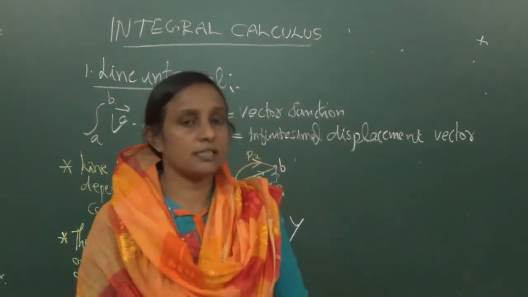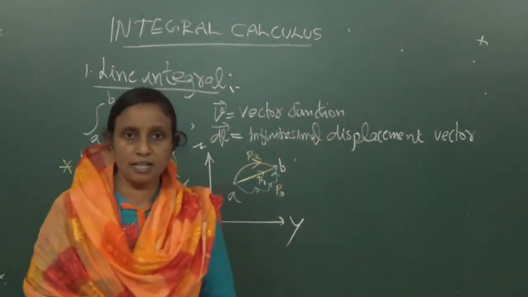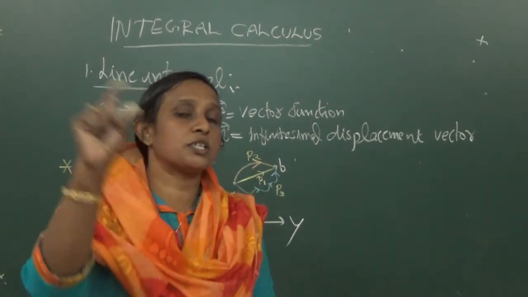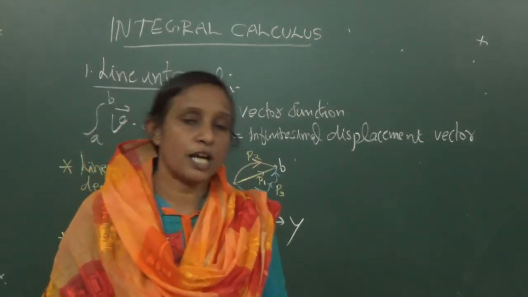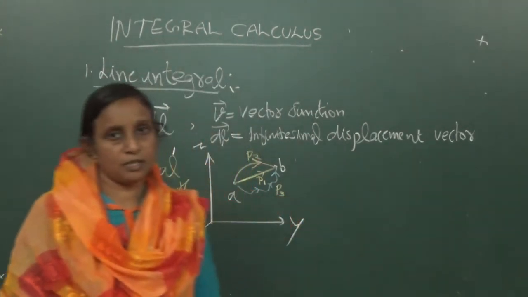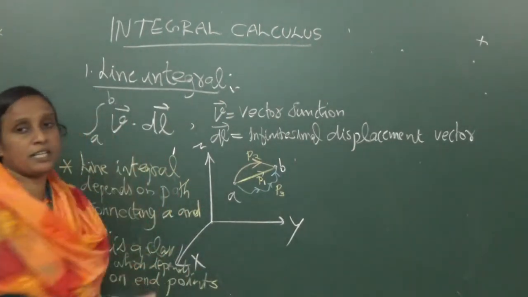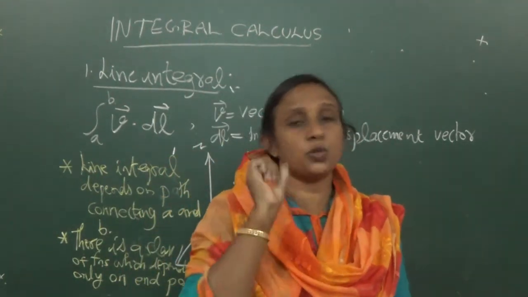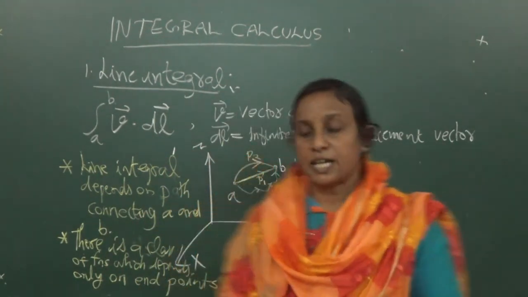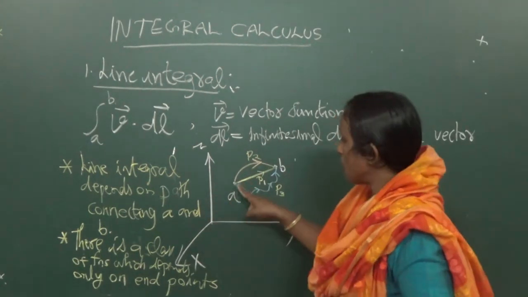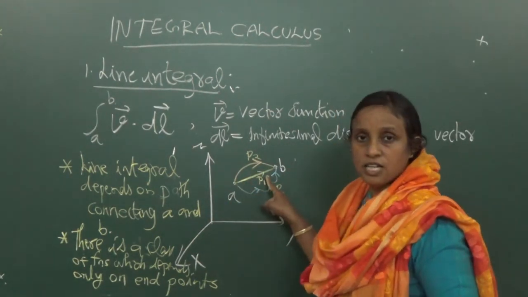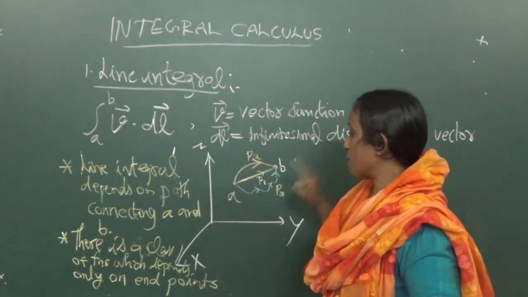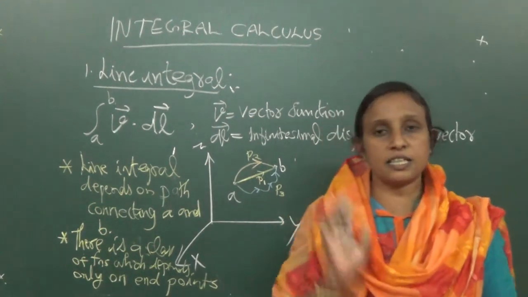The line integral is defined as the dot product of a vector function with the infinitesimal displacement, and integration along that displacement. That is the definition of the line integral. This line integral depends on the path connecting the two points A and B. In general, the integration along P1 is different from the value along P2, and different from the value along P3. This is the general case.